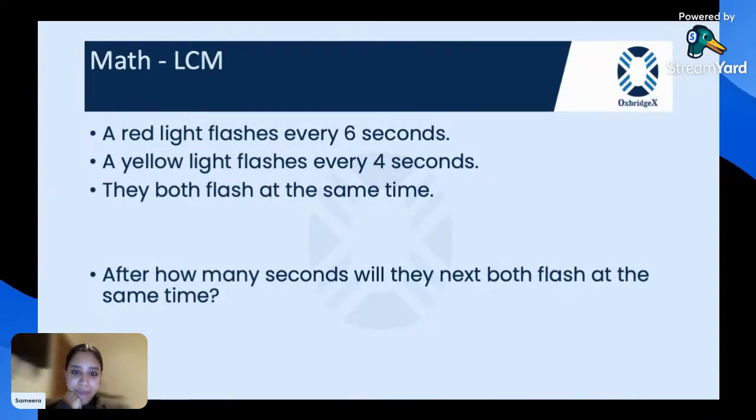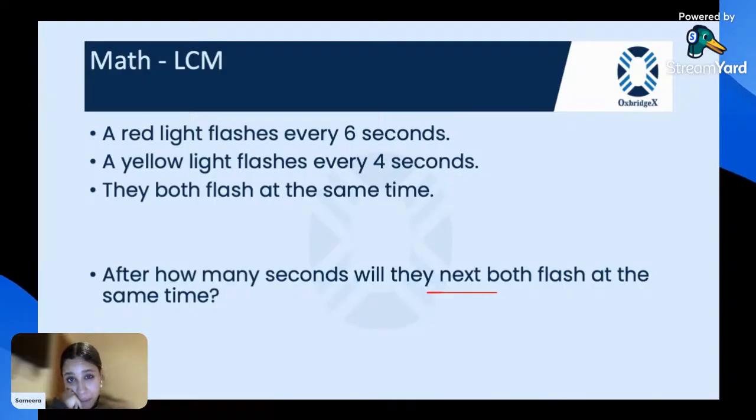A red light flashes every 6 seconds. A yellow light flashes every 4 seconds. They both flash at the same time. After how many seconds will they next both flash at the same time? That next one is very important. The next one is very, very important. So how many times will they next both flash at the same time?